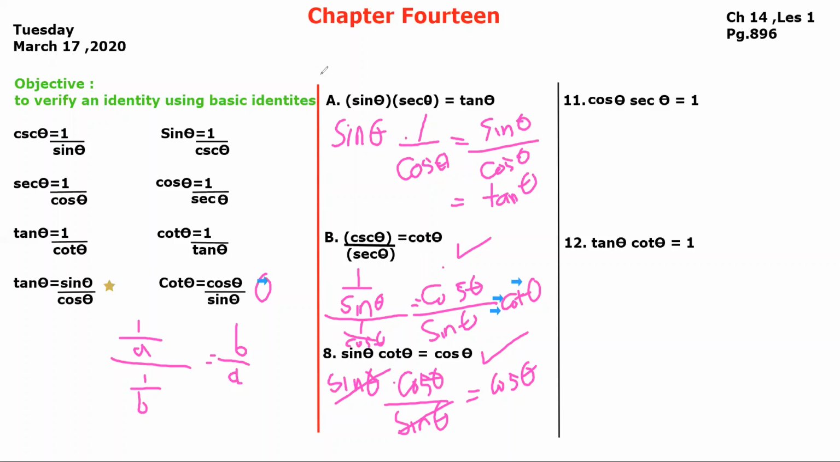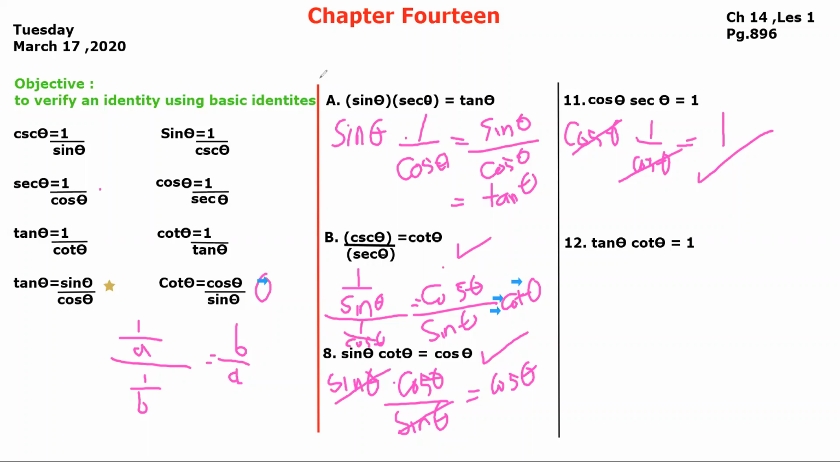Number 11. Cosine theta times secant theta is equal to 1. Keep cosine as it is times secant. Secant is 1 over cosine using this identity. So, cosine cancels cosine, which is equal to 1.